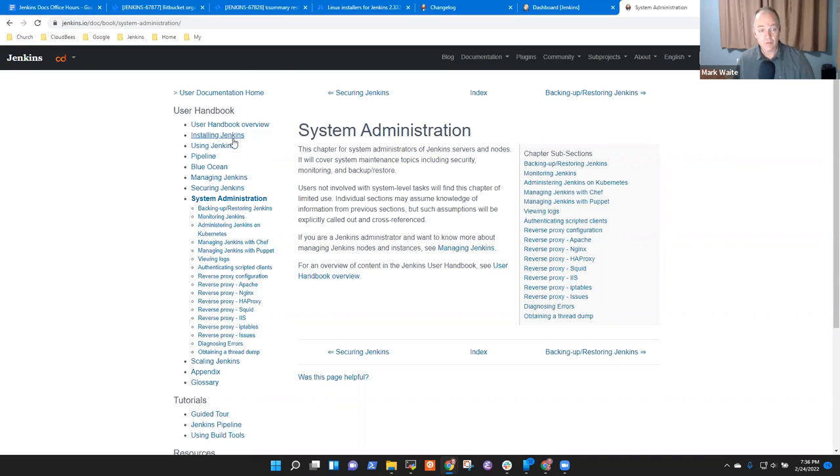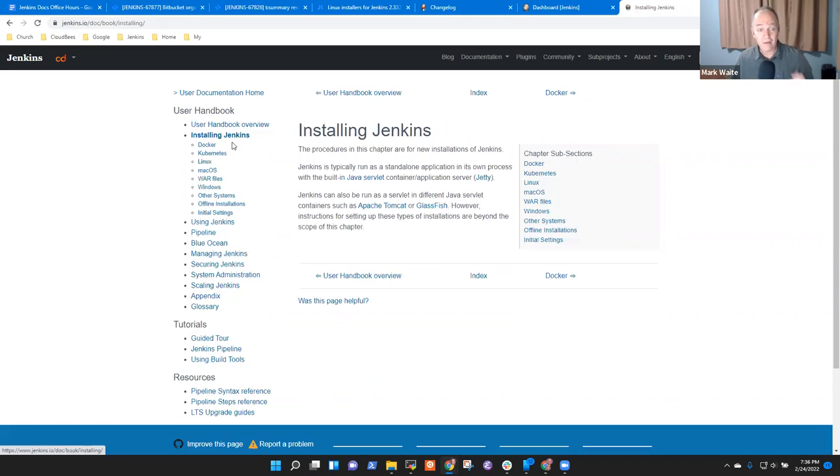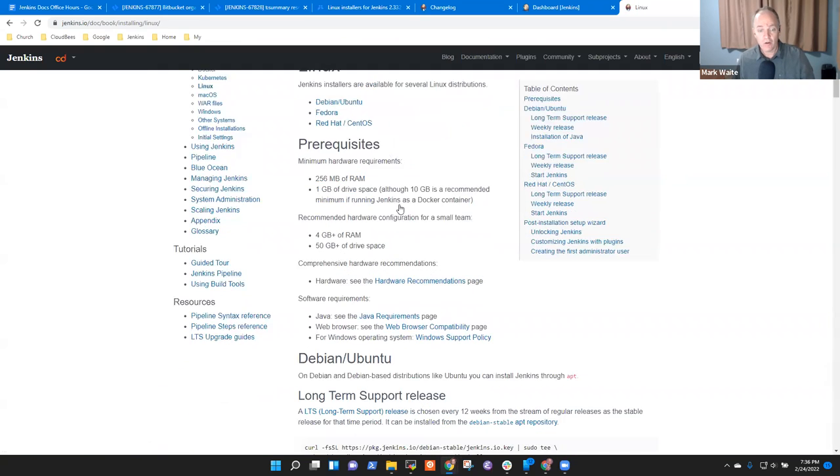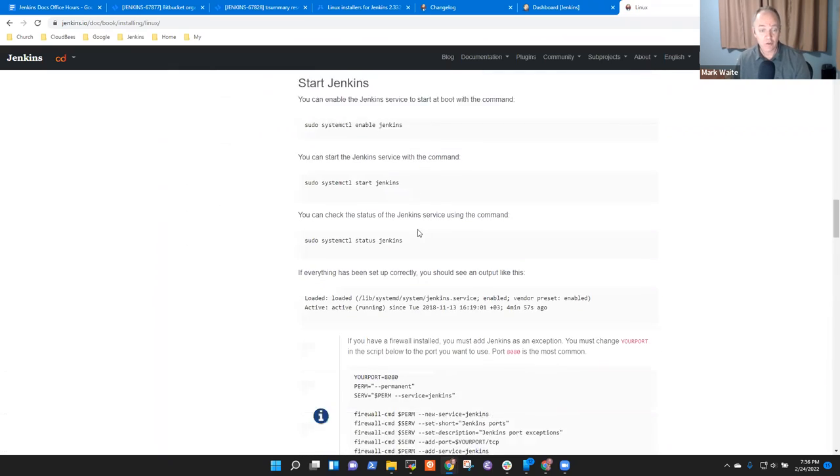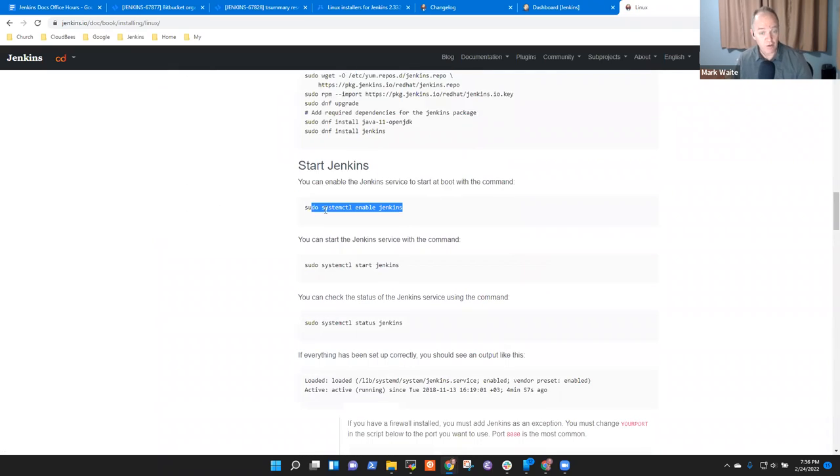And, go ahead. So almost at that point, do we need to have some references inside of installing Jenkins too? We do. And there is already a section here in installing that talks about how you use systemctl to do some of these things.